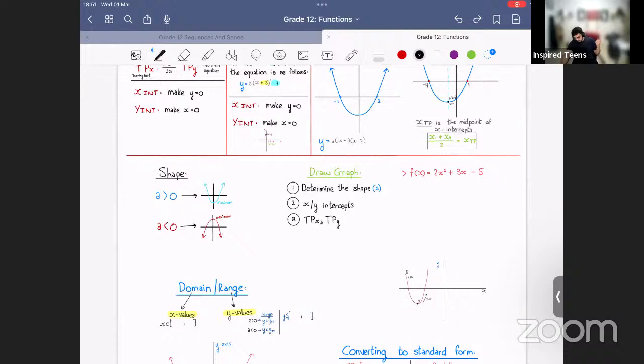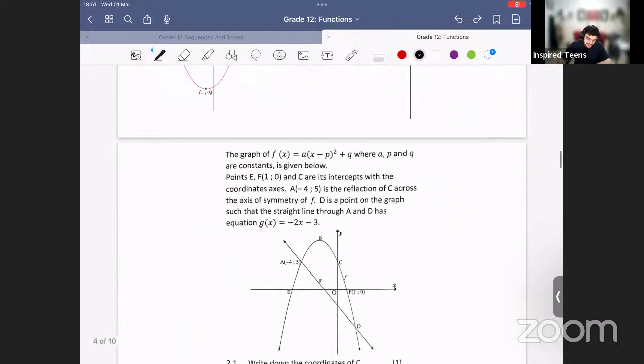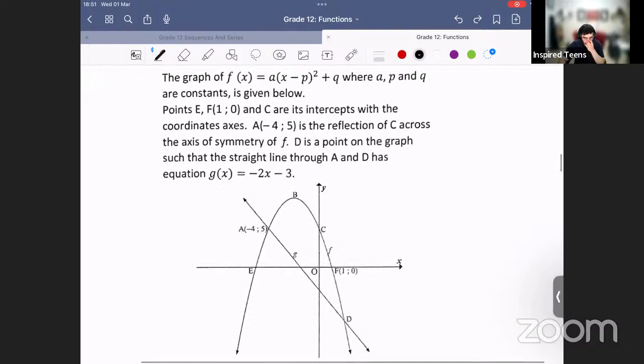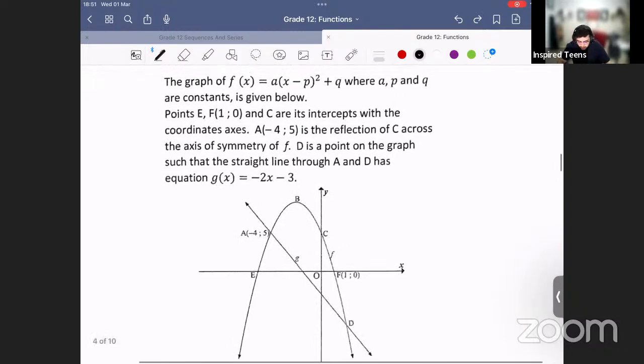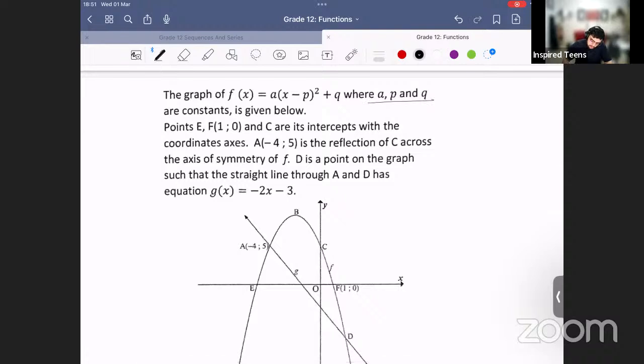Okay, determine x-intercepts, determine y-intercepts, determine turning points, and so on. Okay, so it says the graph of f of x is equal to a(x minus p)² plus q, where a, q, and p are constants. Okay, so basically they're constant numbers. Points E, F, 1 and 0, and C are the intercepts with the coordinate axes.